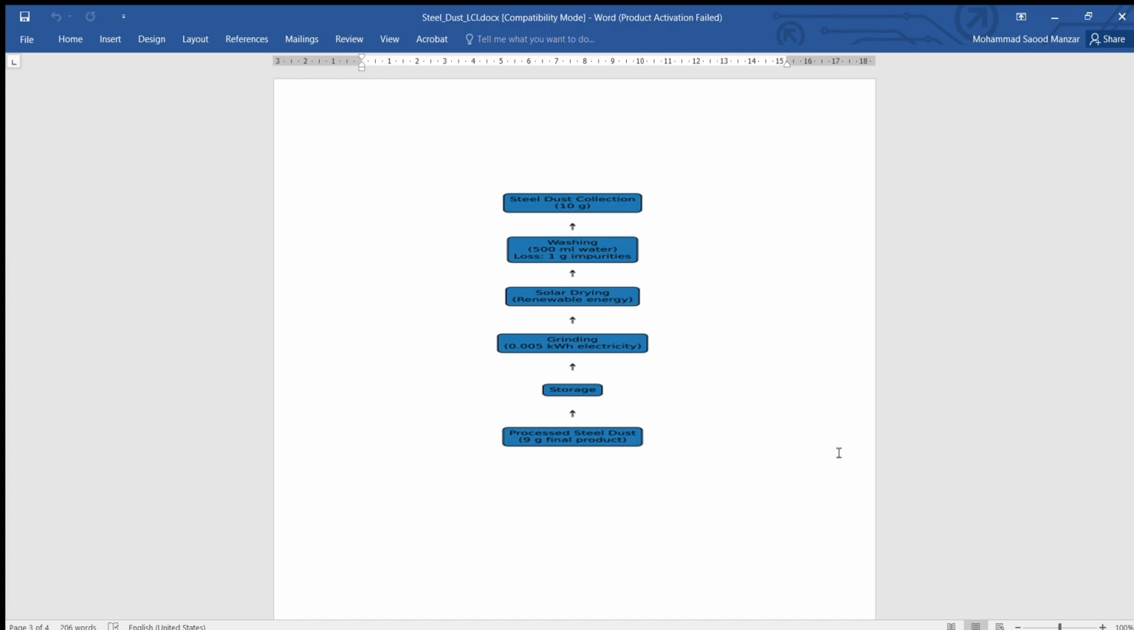So this is all about the importance and significance of the life cycle inventory and its usage in life cycle assessment.